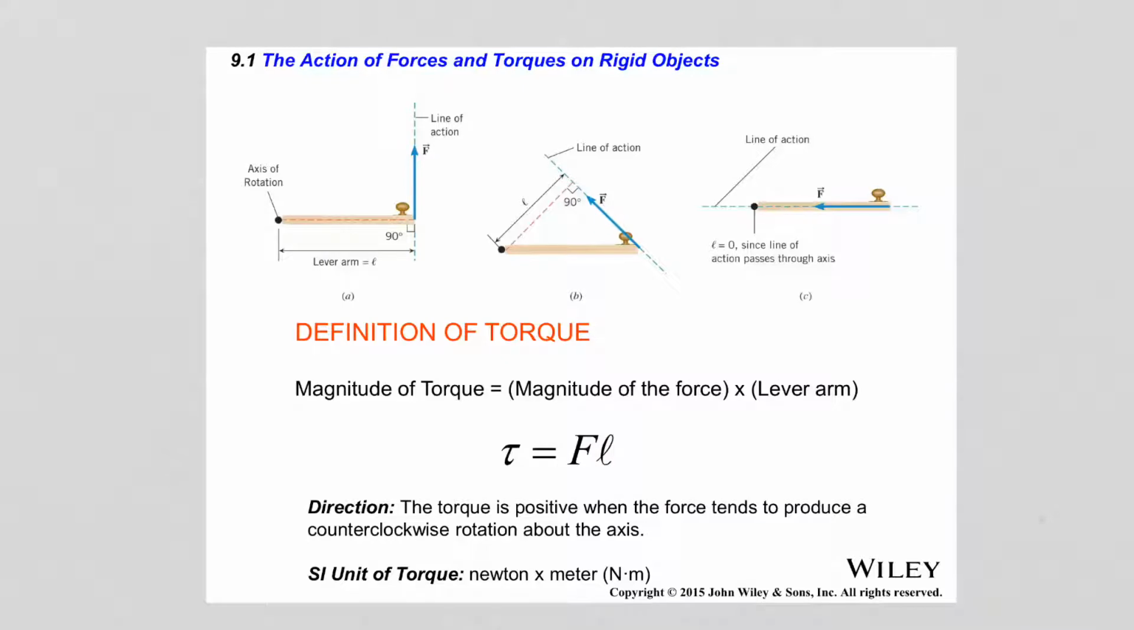Now, since the force is a vector quantity, that means that the torque is a vector quantity, and therefore there is direction associated with the torque. And so torque is positive when the force tends to produce a counterclockwise rotation about the fixed axis. And torque is negative when the force tends to produce a clockwise rotation about the fixed axis.